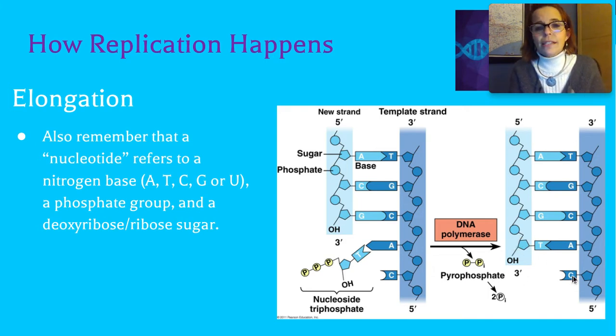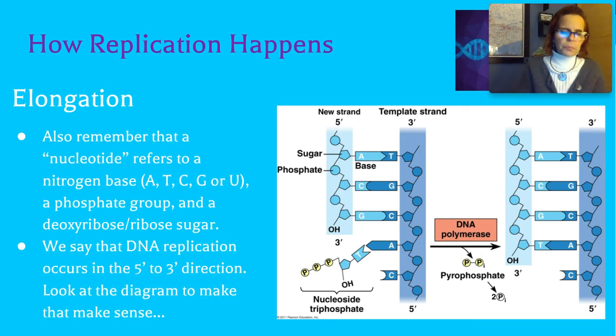So now there's a cytosine down here that doesn't have a partner. So now DNA polymerase is going to add a guanine right here to the 3' end of the new side. So we say that DNA replication occurs in the 5' to 3' direction. 5 is at the top of the new strand and 3 is at the bottom of the new strand.